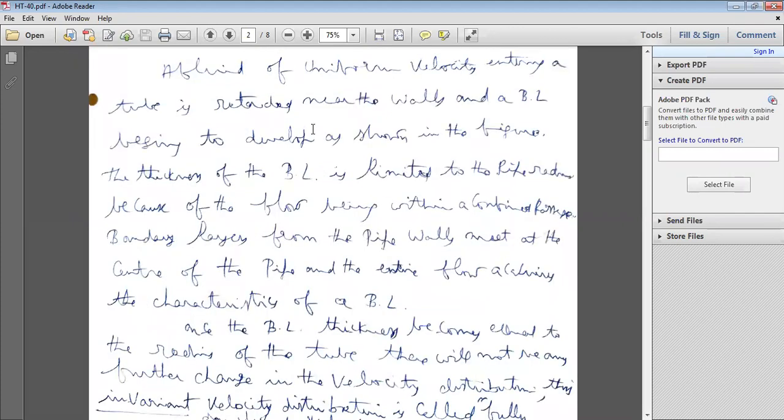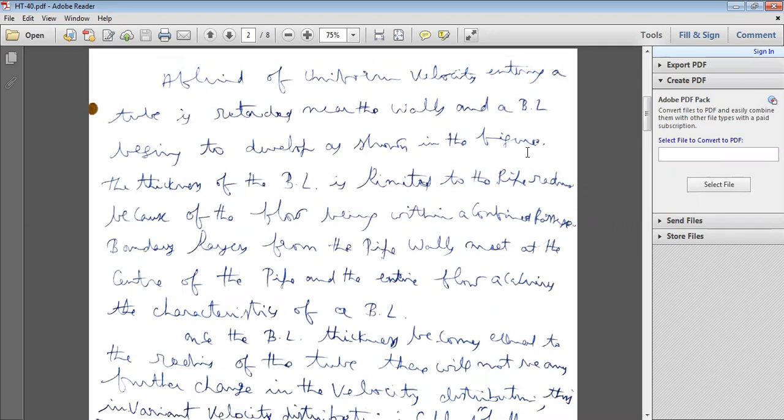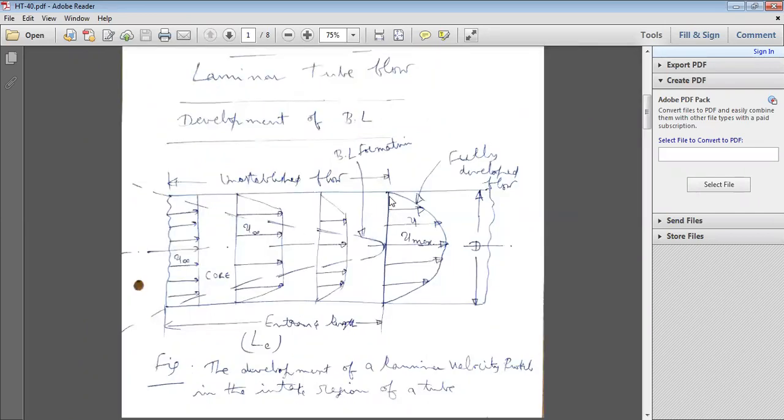But velocity is maximum at the center and zero near the walls, and a boundary layer begins to develop as shown in the figure. So this is boundary layer formation. As shown in the figure means the thickness of the boundary layer is limited to the pipe radius. So what is the maximum thickness of the boundary layer? Limited to the pipe radius.